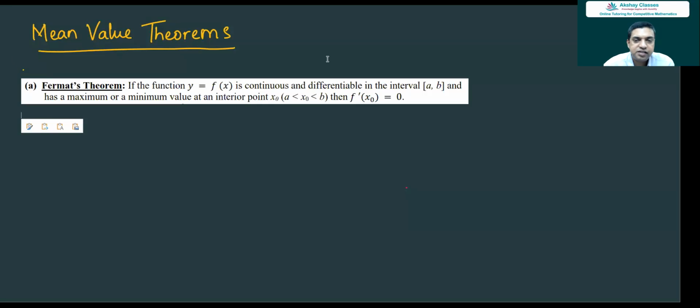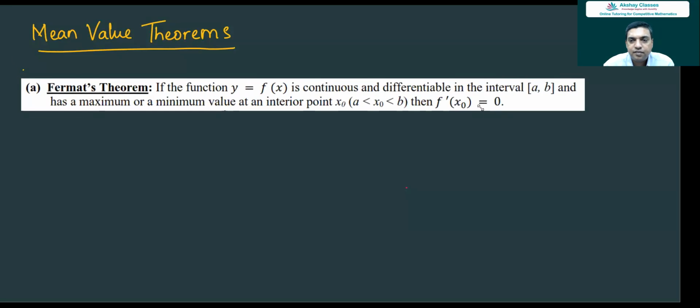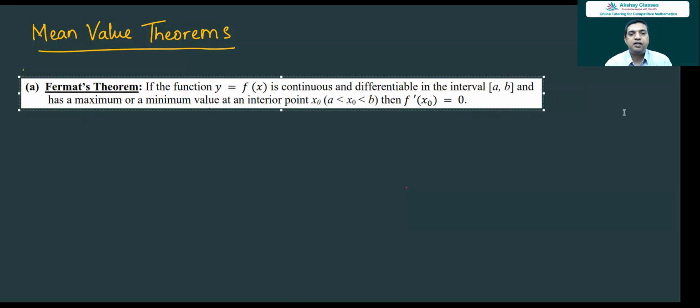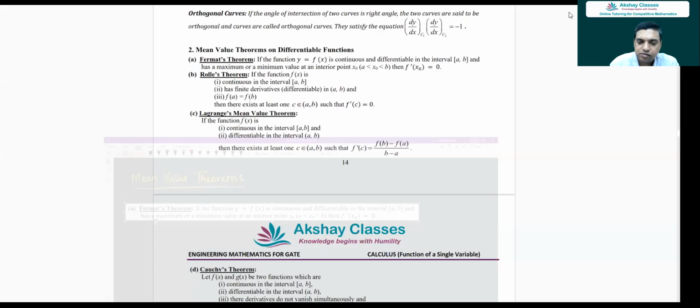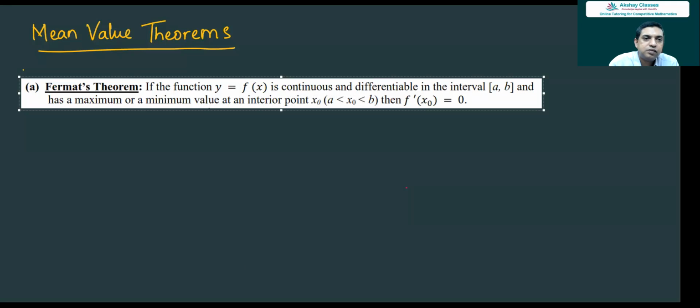So the first of the theorems is Fermat's theorem. And so if the function y equal to f of x is continuous and differentiable in the closed interval AB, and has a maximum or a minimum value at an interior point x0, then necessarily f dash x0 should be 0. So what this theorem states is this. I'll give it in a very simple example.